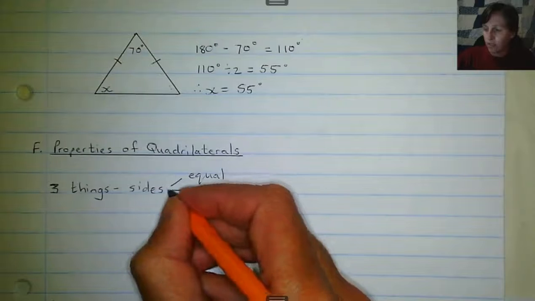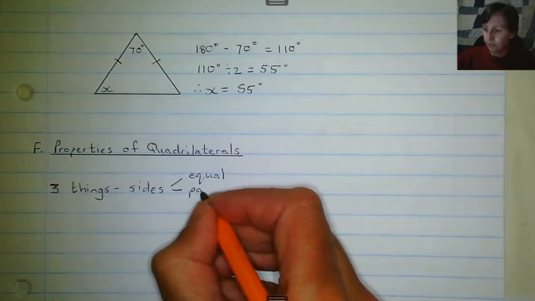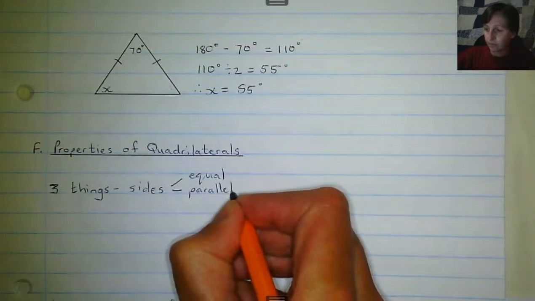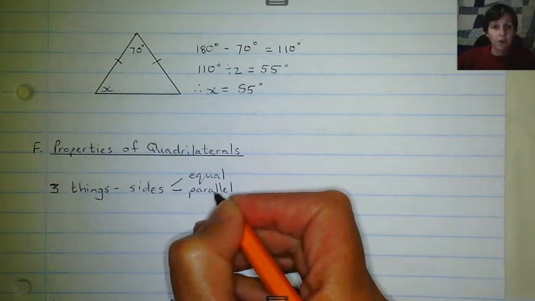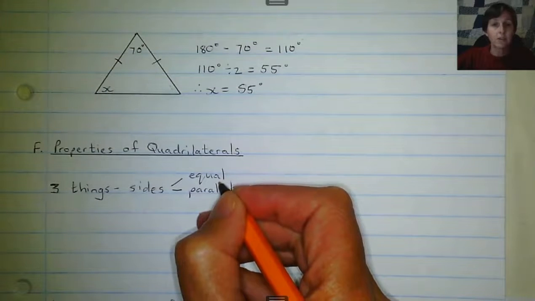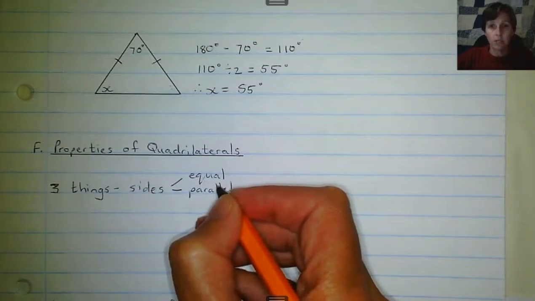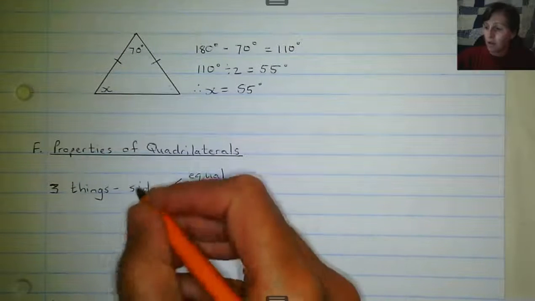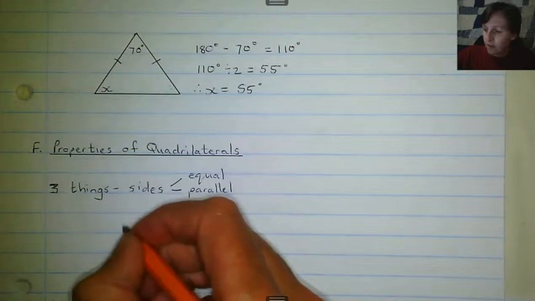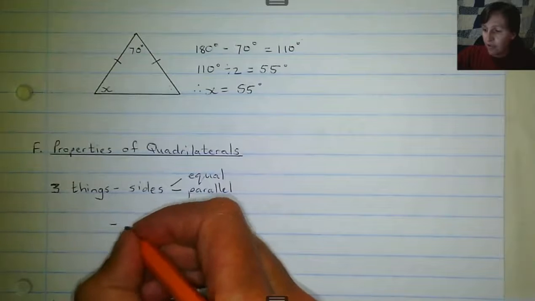The other thing we look at with the sides is, are they parallel? Are the opposite sides parallel? Is there just one set of sides parallel? Are both sets of opposite sides parallel? Or none? Alright, the next thing that we have a look at are the angles.